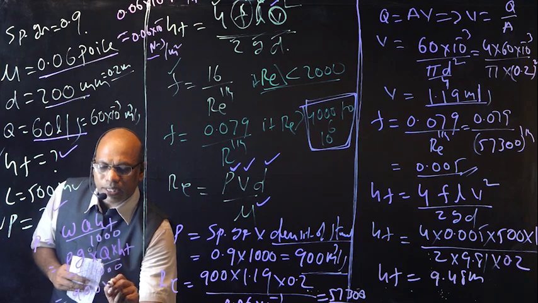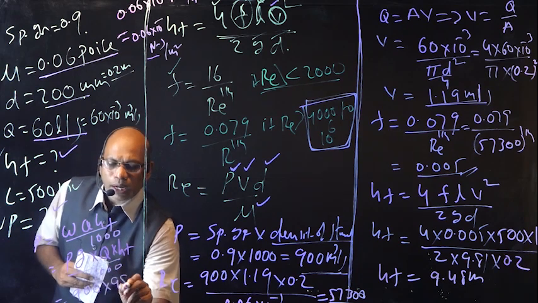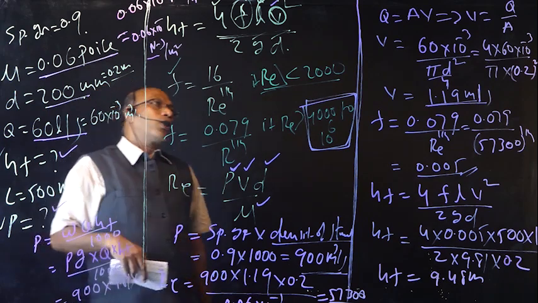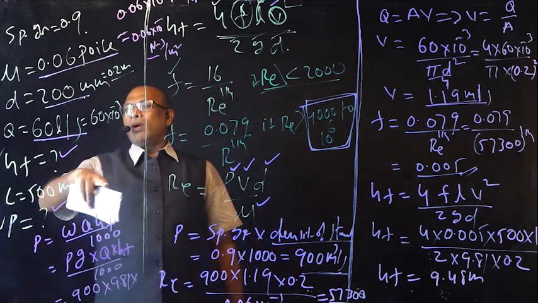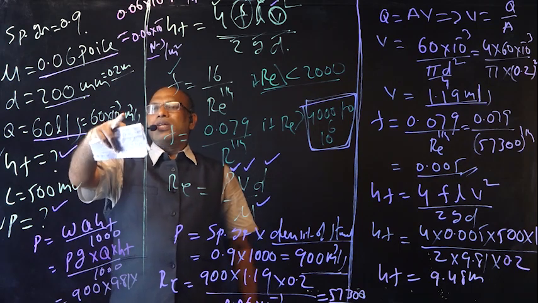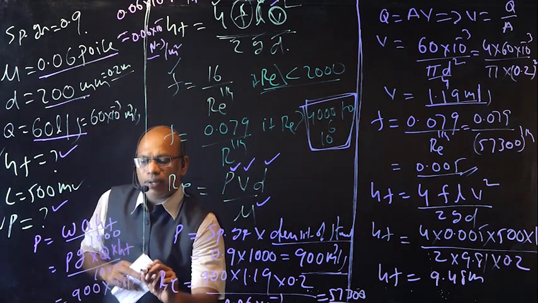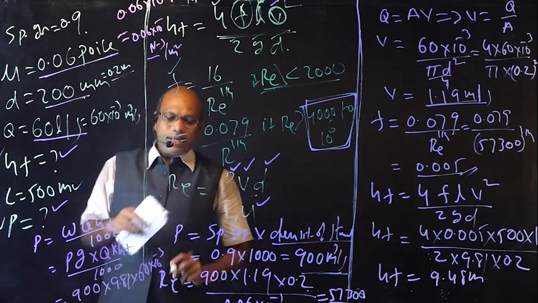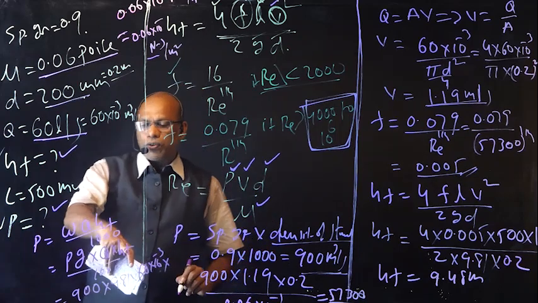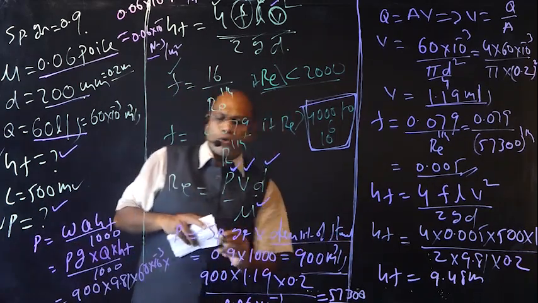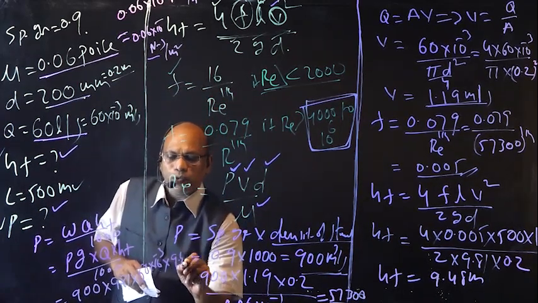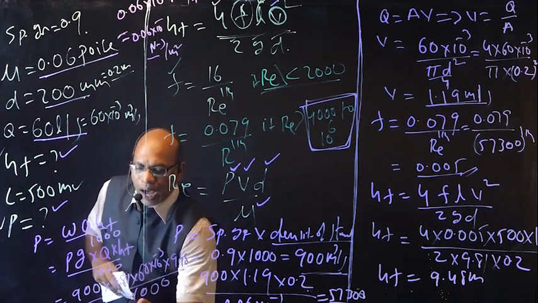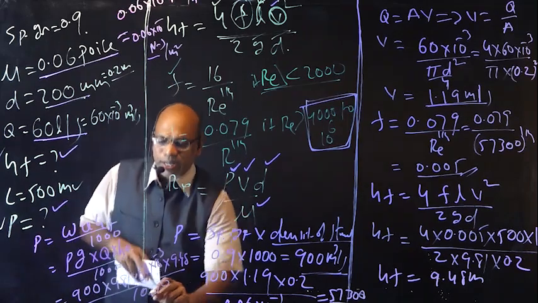900 is the density, into g value 9.81, into Q. Q is given in the problem, that is 60 liters, so 60 into 10 power minus 3 meter cube per second, into HF, the head loss due to friction, 9.48 meters, divided by 1000.